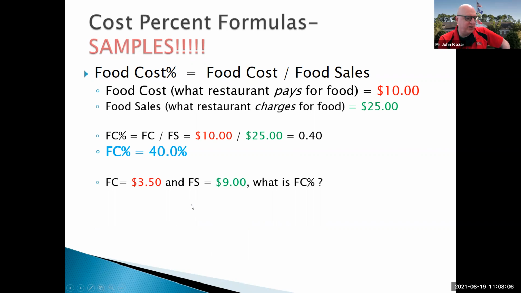So we have another one here. The food cost is $3.50 and the food sales is $9. When we divide that out and convert to a percentage, we get 38.9%. So those are both higher food costs than the 33% rule of thumb that we were talking about. So we would probably want to do some work to reduce those food cost percentages.